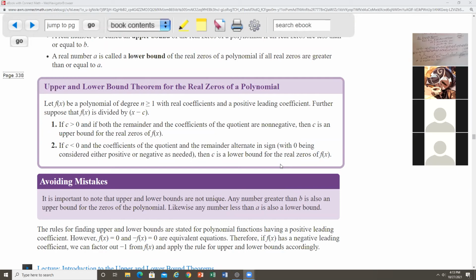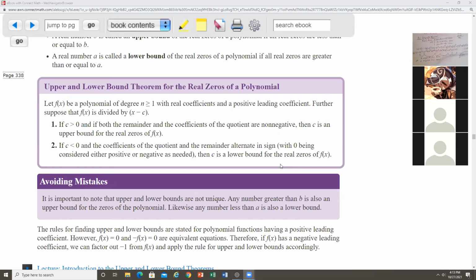It says if that number c is greater than 0, and if both the remainder and the coefficients of the quotient are non-negative, then c is an upper bound for the real zeros of f of x. In other words, ladies and gentlemen, there will be no other real zero for the polynomial function that's greater than c if c is an upper bound. So let's say c was like 3. Well, your polynomial function could not have any other real zero larger than 3. 3 is the upper bound or the ceiling, if you will, as to the type of real zeros that the polynomial function could have.